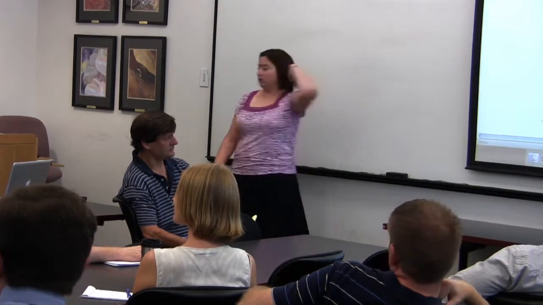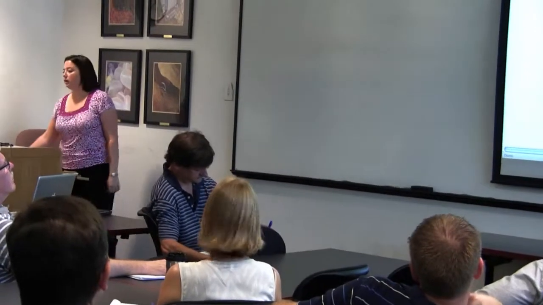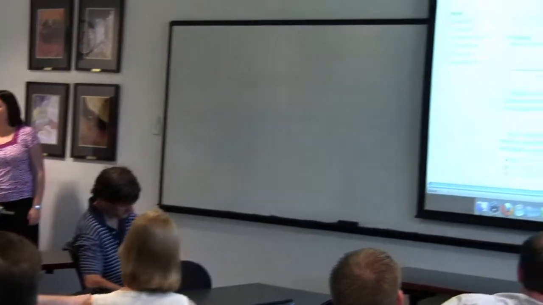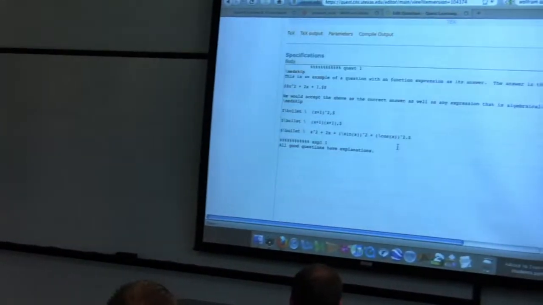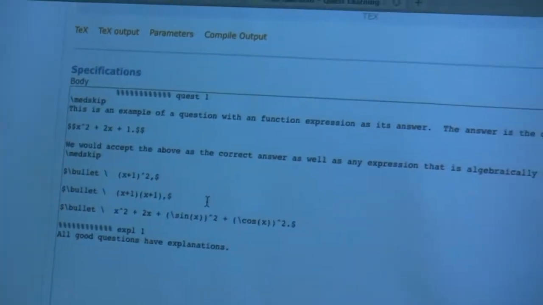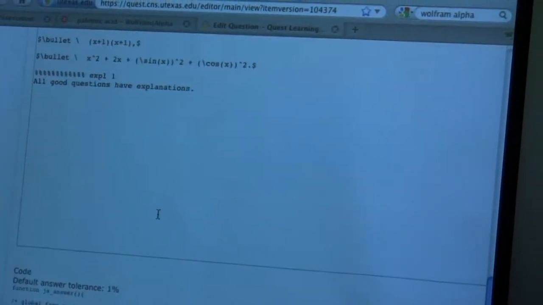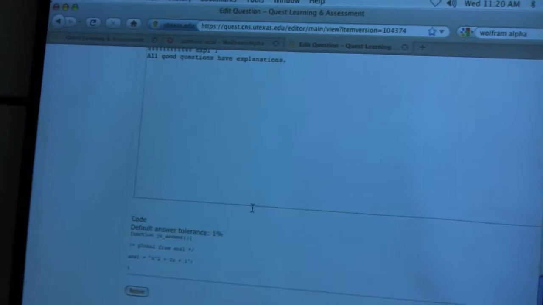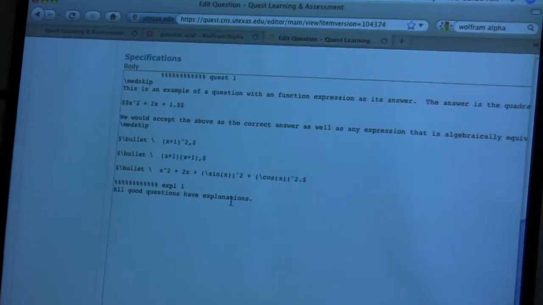So this is what the editor for these looks like. This is the TeX code. We're still using plain text here. Don't go so fast, I'm slow to read.